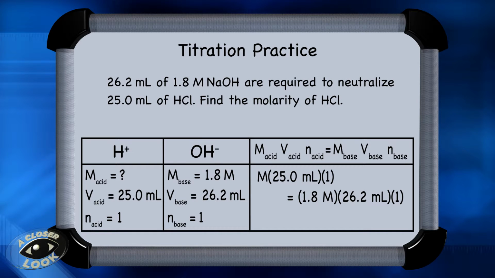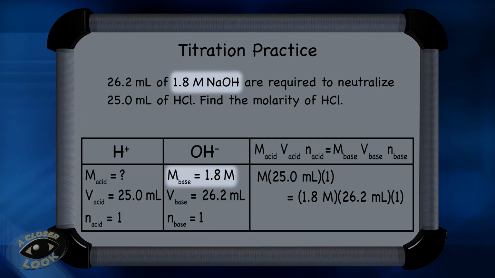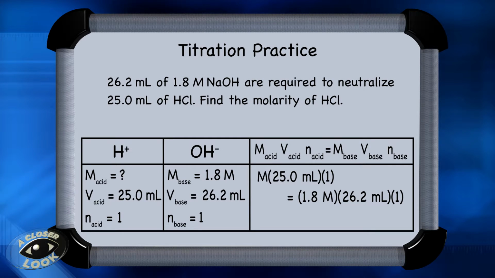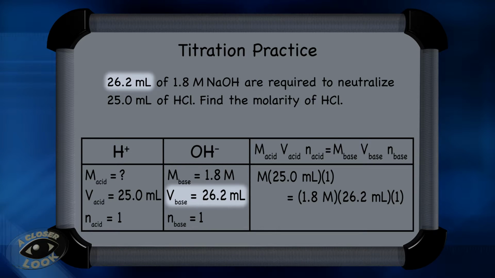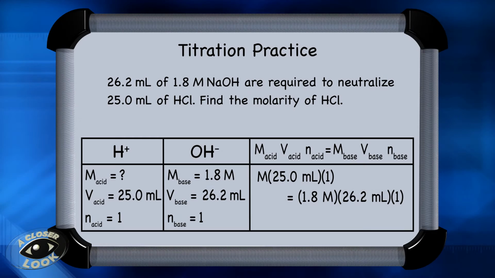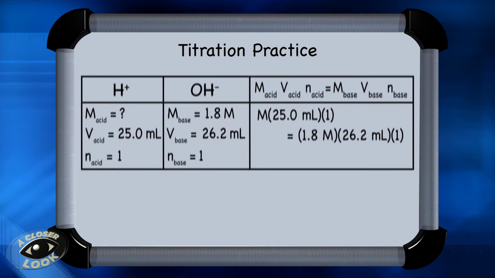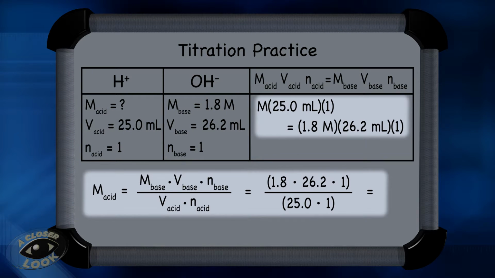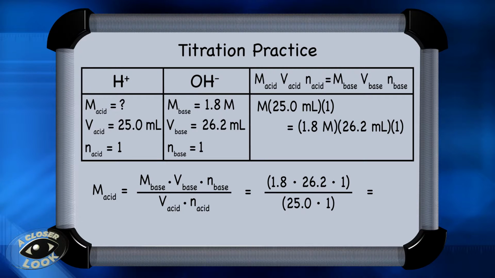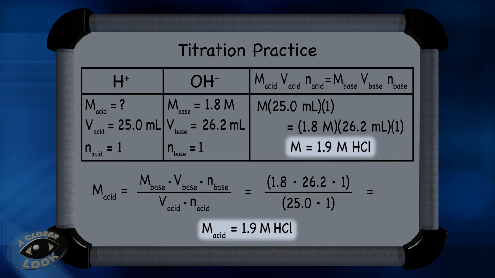For the base, the hydroxide, we know that the molarity is 1.8. For the volume of the base, we know that it took 26.2 milliliters to reach the end point of the titration. For N, we would choose 1, again because we are using sodium hydroxide and there's one hydroxide in the formula. Taking all the given values and plugging them into the equation and solving for the molarity of the acid, we find that this hydrochloric acid solution is 1.9 molar.